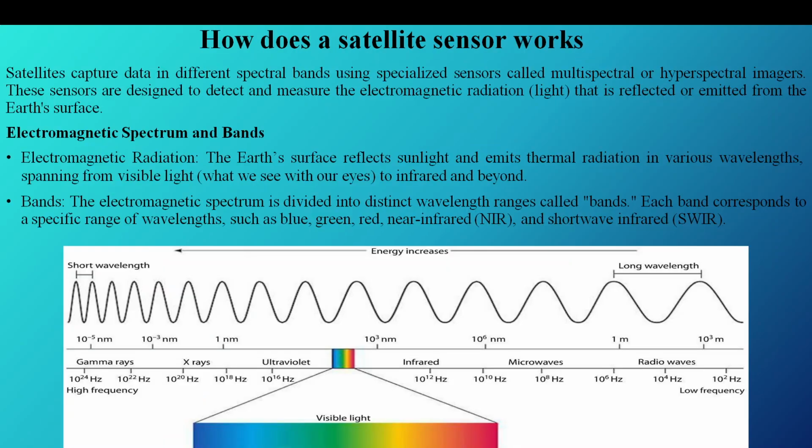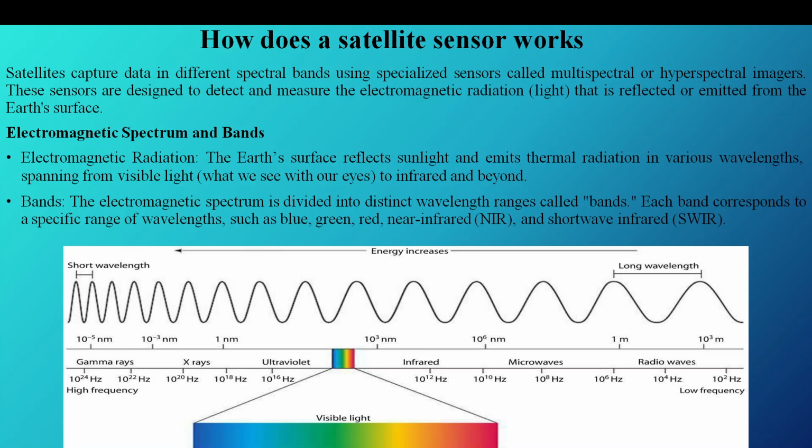Moving on, here is an overview of how satellite sensors function in remote sensing. It explains how satellites capture data using specialized sensors that detect electromagnetic radiation from the Earth's surface. These sensors are essential for environmental monitoring, land use mapping, climate studies, and disaster management. So, one by one, I'll explain satellite sensors and their functioning.